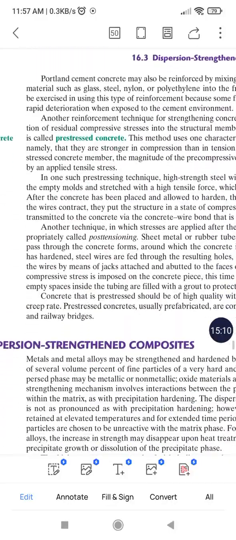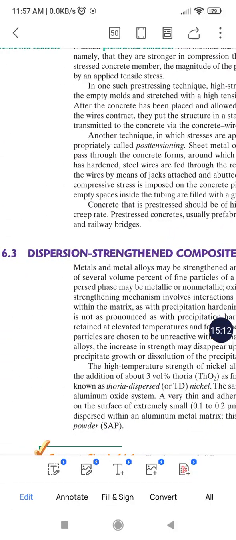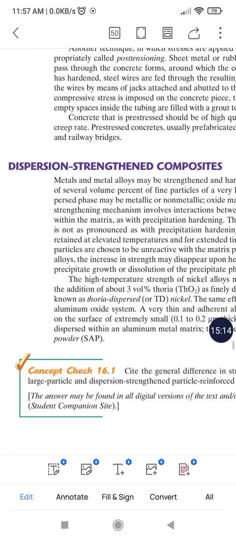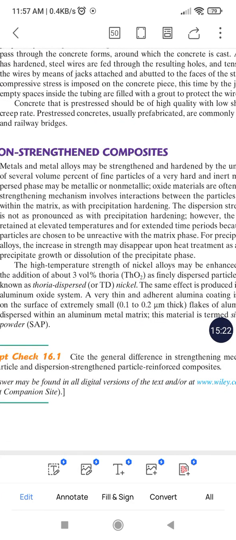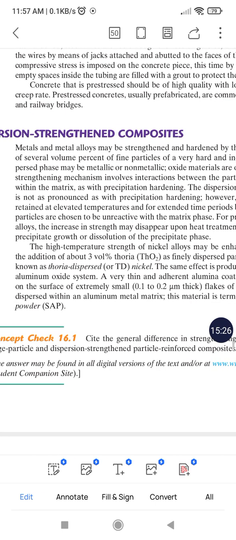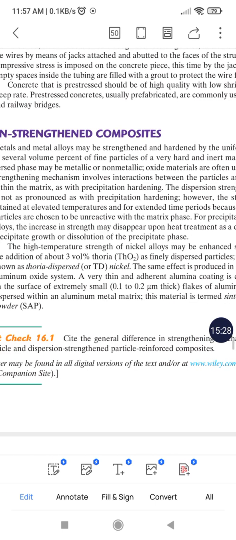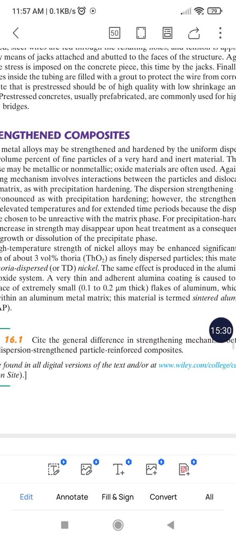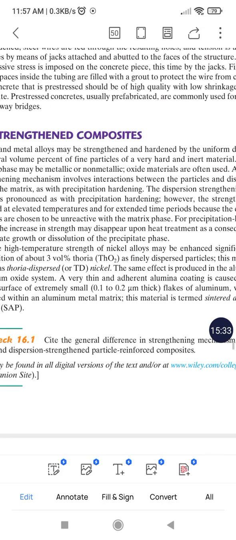Now let us move on to dispersion strengthened composites. I have already said the difference between dispersion strengthened composites and large particle reinforced composites. Here the particle size is very, very small. The example here is high temperature nickel alloys.